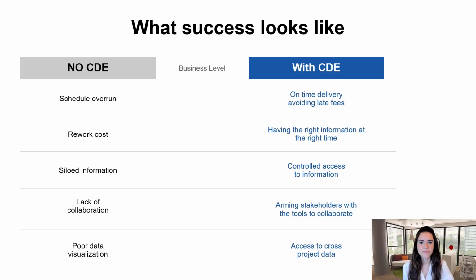Let's have a look. An average commercial construction project takes around 20% longer to complete than planned. With a CDE, we will reduce the schedule overrun and we will avoid late fees. Ensuring that all stakeholders have the right information at the right time reduces rework costs, and it also improves the quality of our projects. With a CDE, we will avoid having teams working on siloed, disconnected, or outdated information. All stakeholders will have a controlled access to a single source of truth.